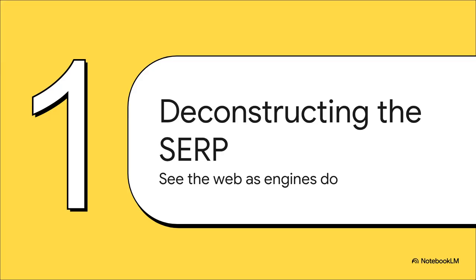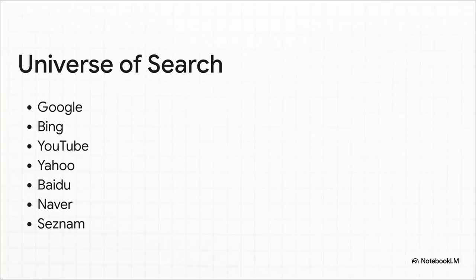Okay, first up, deconstructing the SERP. That's the search engine results page, of course. And honestly, this is the real heart of the whole toolkit. It gives you this incredible power to see the web exactly like a search engine does, from literally any location in the world. And the scope here is, well, it's just incredible.